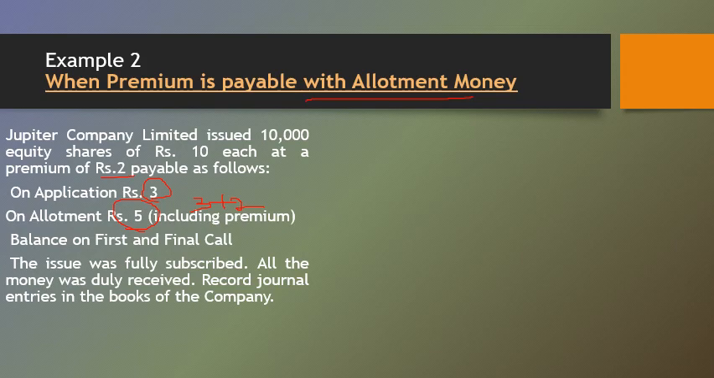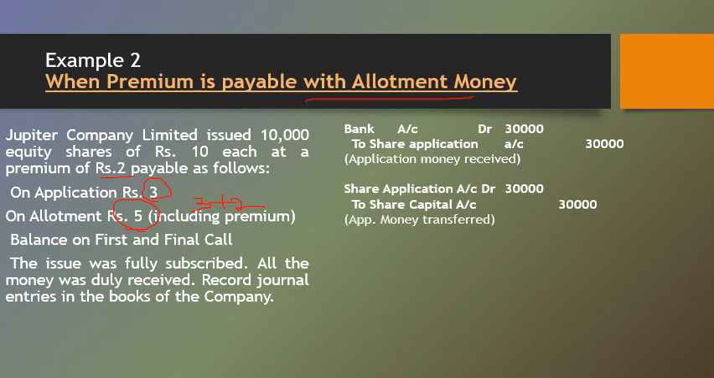So first they will be receiving application money of rupees 3 on rupees 10 on 10,000 shares. So bank account to share application, money received for 10,000 shares at rupees 3. Then they will be transferring this share application to the share capital account, the same amount.